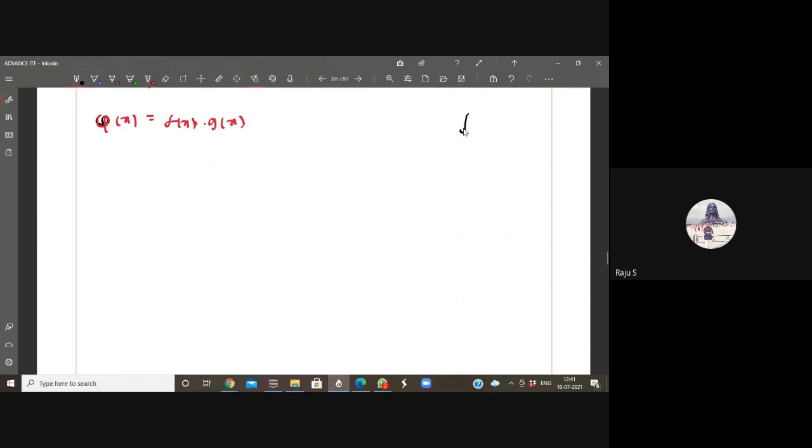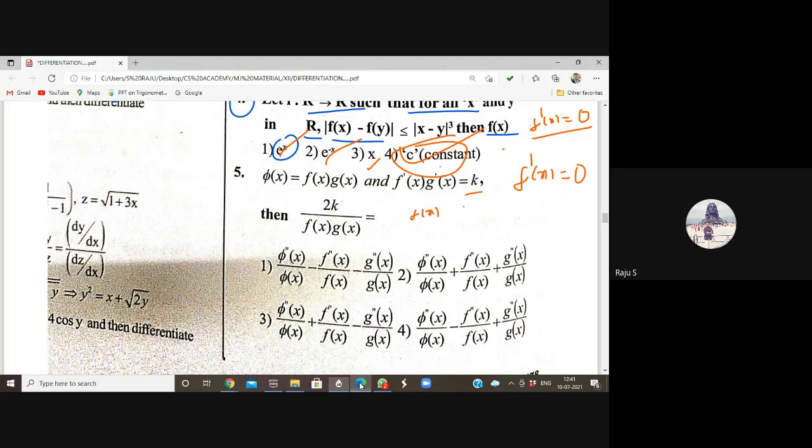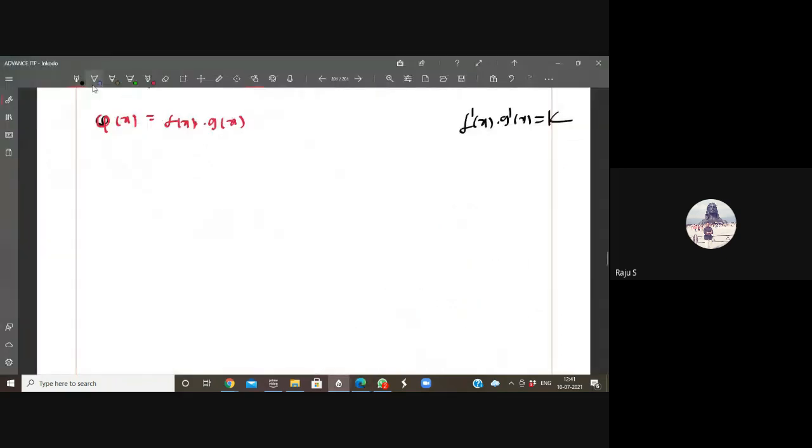See, students, when are you going to get f dash of x, g dash of x? They gave it as k. So when you differentiate here, phi dash of x is equal to the uv rule. This is u, this is v. u v dash plus u dash v. But is it possible to get f dash of x into g dash of x easily? We did not get f dash of x, g dash of x to substitute k.